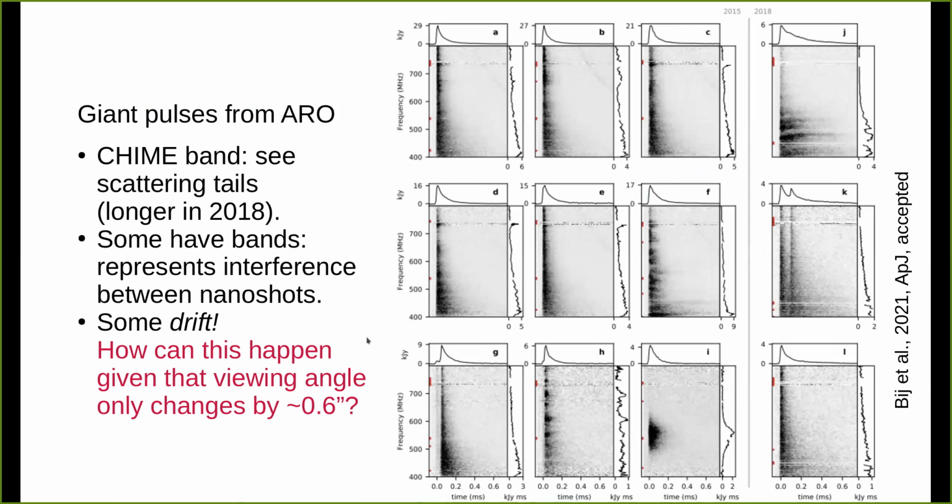Okay, so I'll rush it a little. This is Kangsha's paper, where we had individual pulses from the Algonquin Observatory. And what you see here is that at high frequency, they're not so much scattered. At low frequency, they are scattered. And we had one really strange pulse, which had banding, and that is from interference between nanoshots. But the other thing is that these bands moved through the scattering tail. And that is bizarre, because in the scattering tail, all you're doing is looking at a very, very slightly different angle at the same neutron star. So how is that possible?